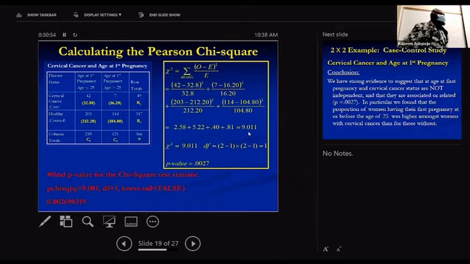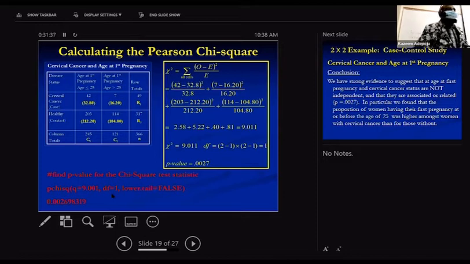9.011. Is there anyone who needs clarification on how I got the 9.011? You guys are good, right? Now, the next thing we need to compute is the p-value. Of course, you know we use the p-value to take a decision. This is the code right here. In the code, you write pchisq because we're using chi-square, then q equal to the value you got from the chi-square, 9.011, comma, the degree of freedom equal to 1.